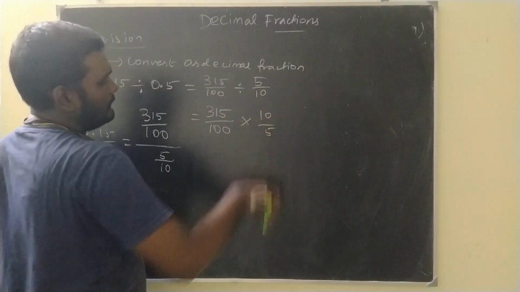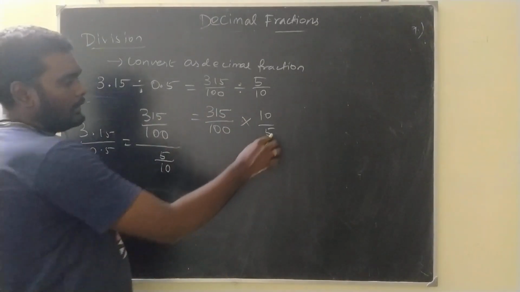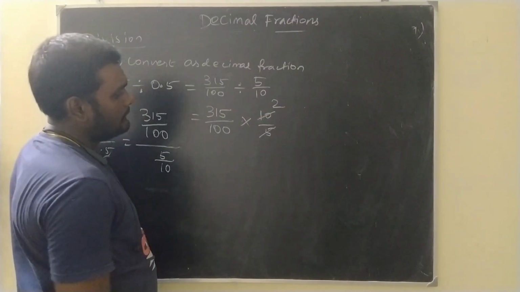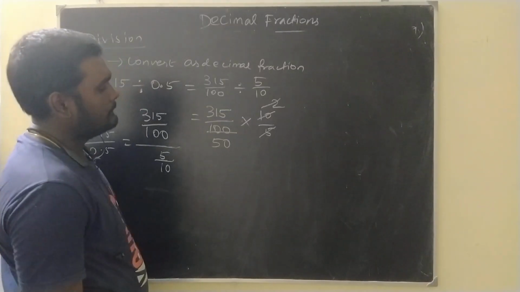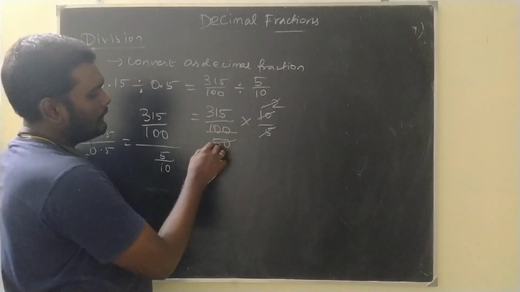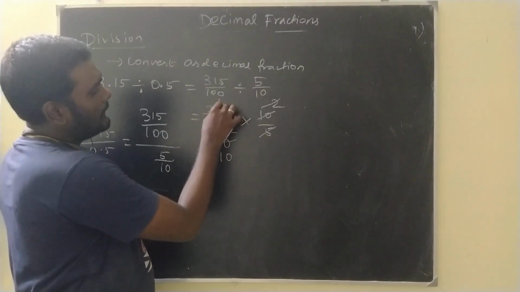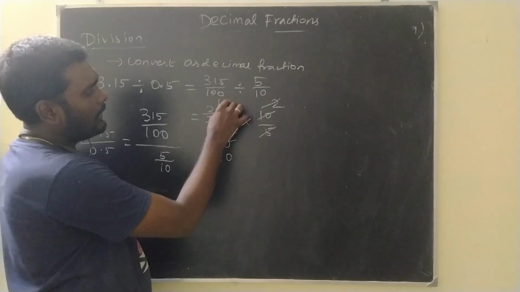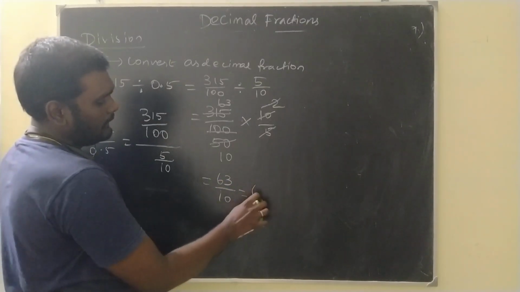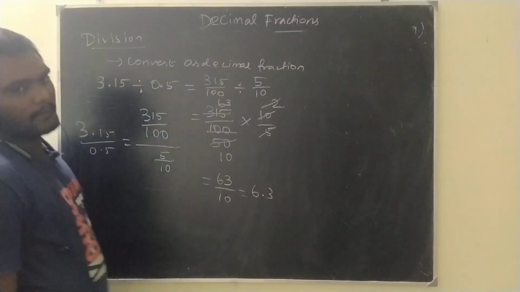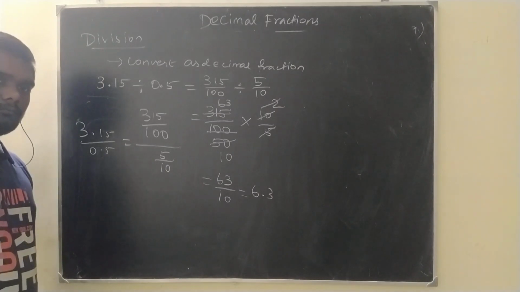So 10 by 5, then multiply. This division has to be converted as multiplication. Then these two can be simplified, 2 5s are 10, and these two can be simplified, 5 2s are 100, and then using the 5 table, 6 times 5 is 30, carry over 1, 15, 3 times. So we have 63 by 10 as our answer, which means 6.3 is the result when you divide this by that. Clear?